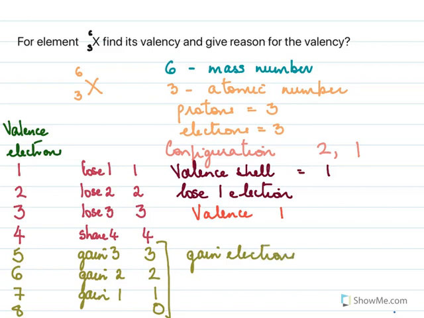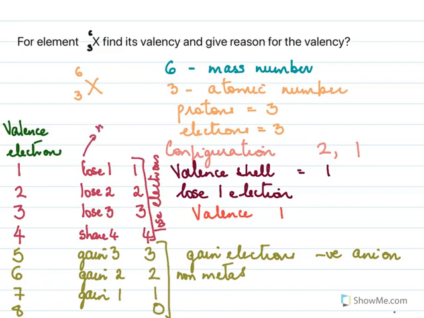So all these gain electrons. And because they gain electrons, they form negative anions, and they are non-metals. The ones at the top here, all these, they lose electrons. And because they lose electrons, they are all metals. They form positive ions.